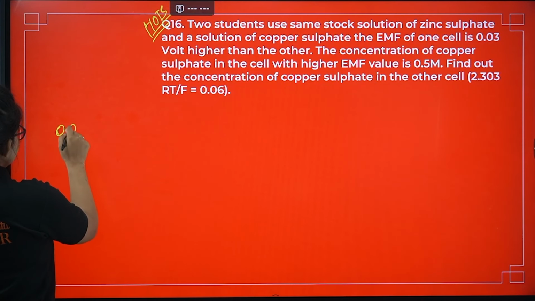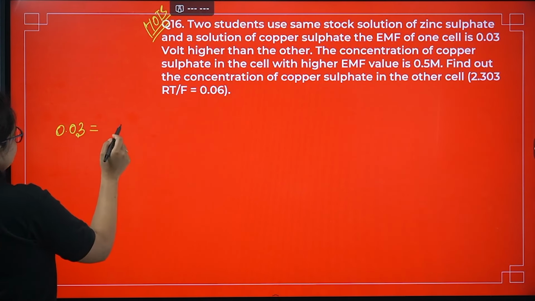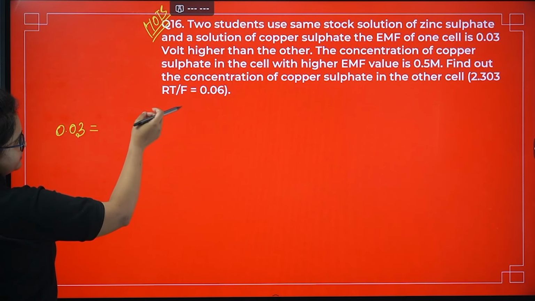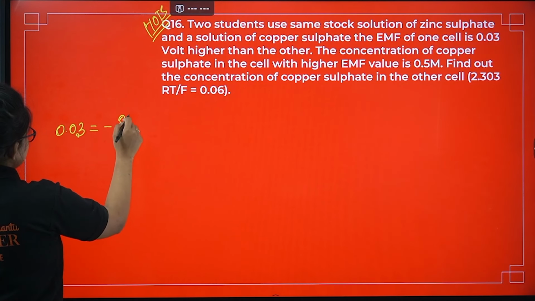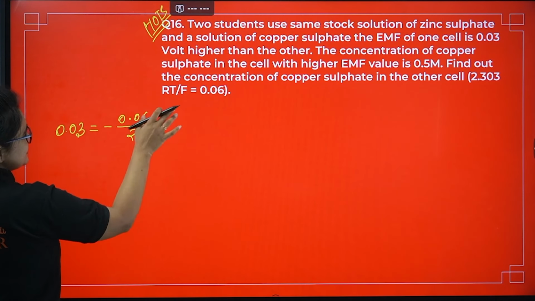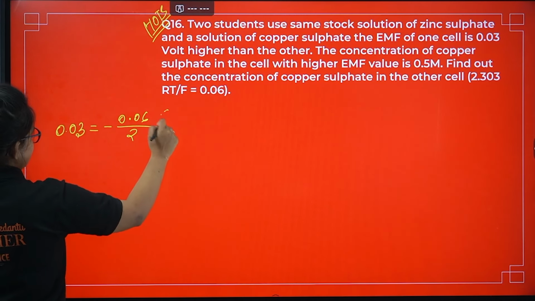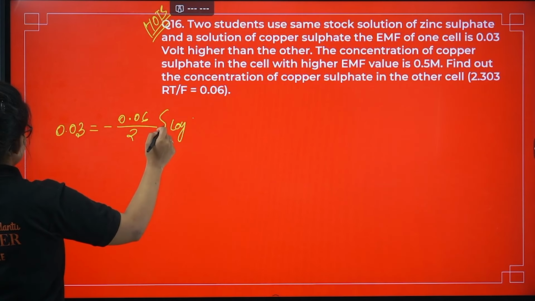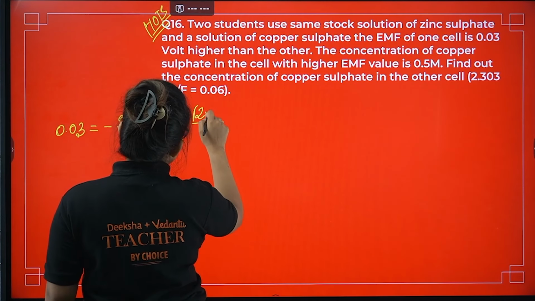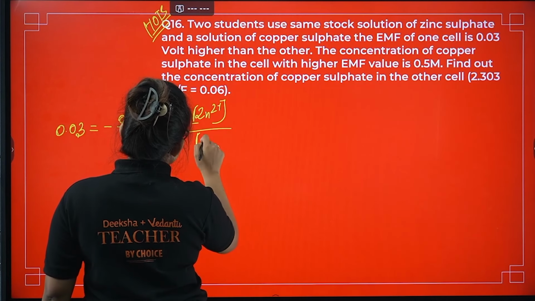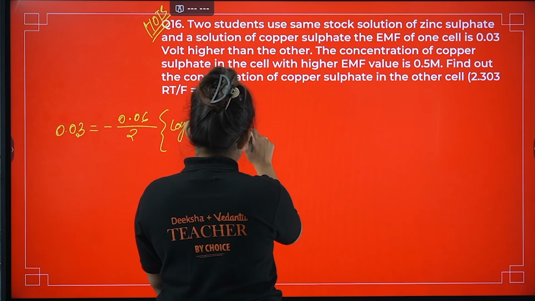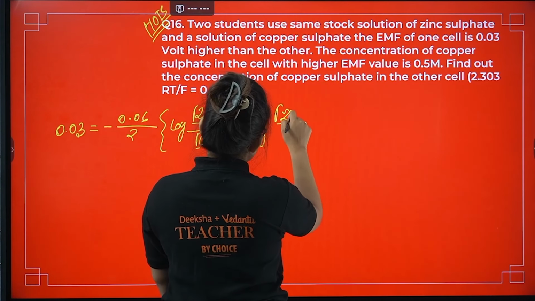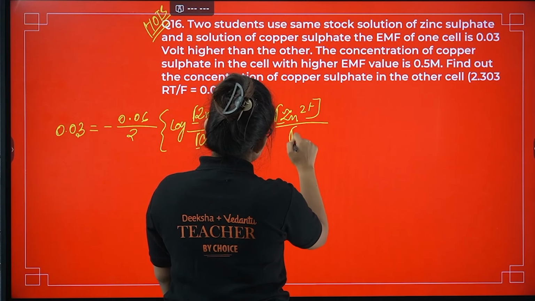E value is given as 0.03, right? If I take the 2.303 RT by F value common outside, it should be minus 0.06 divided by 2, because in both cases the valency will come up as 2. Now it will be log of Zn2+ by Cu2+ minus log of Zn2+ by Cu2+, for two different solutions.